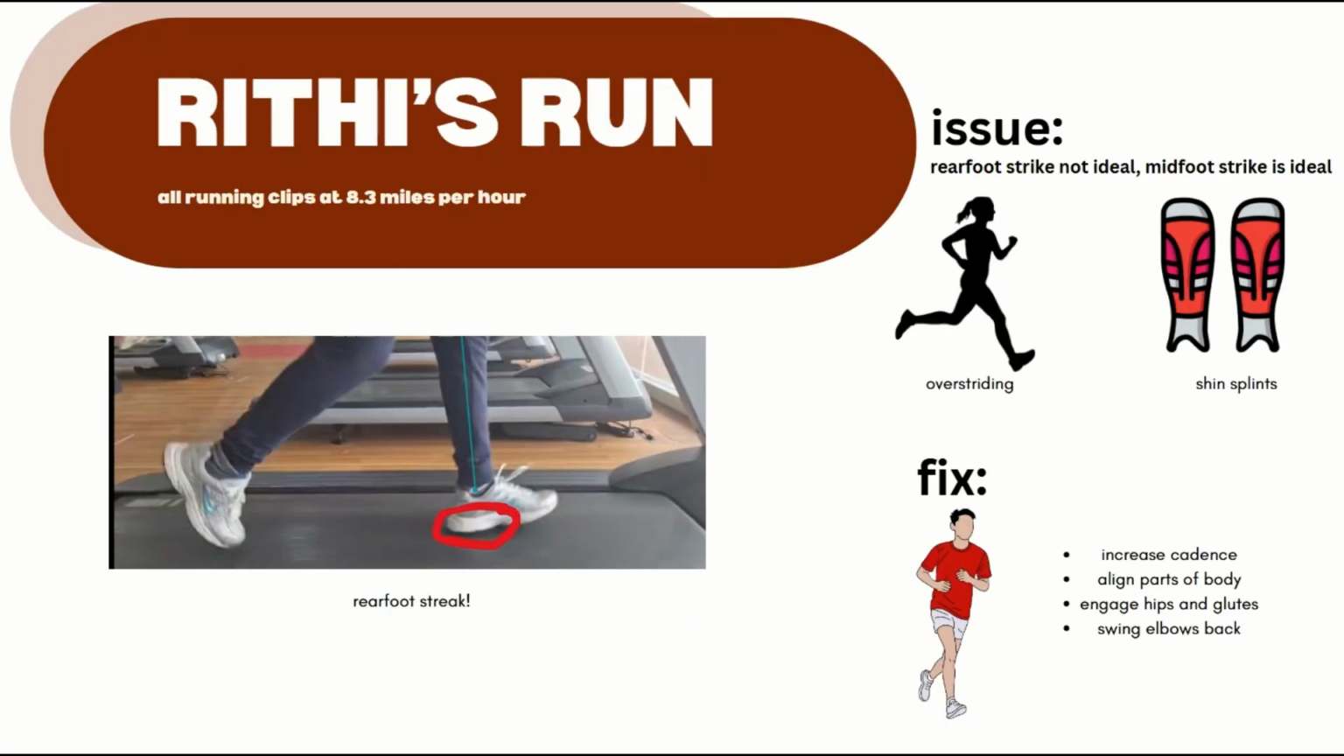Rithi's run is at a speed of 8 miles per hour. Foot landing type appears to be rear foot. Rear foot strike can cause overstriding and more load on the shins, causing shin splints. Midfoot strike is preferred for minimal injury.